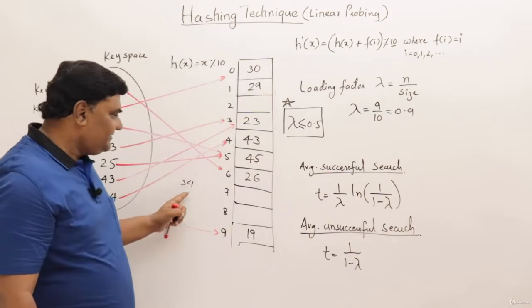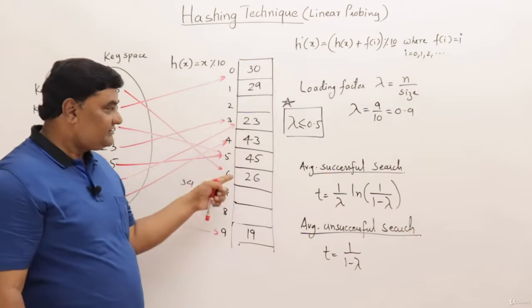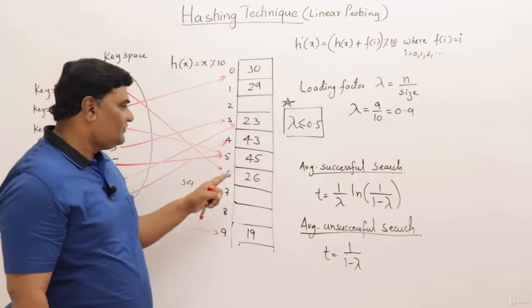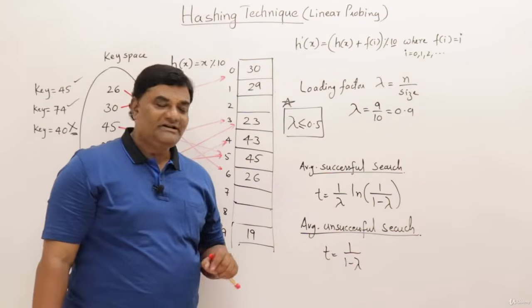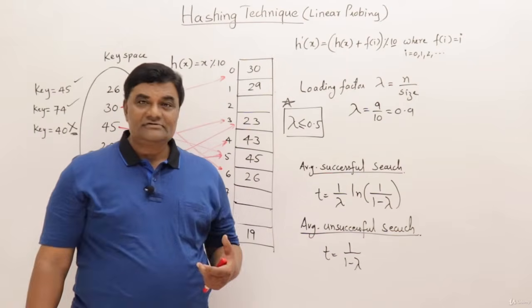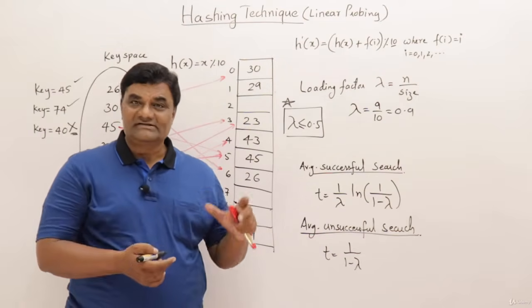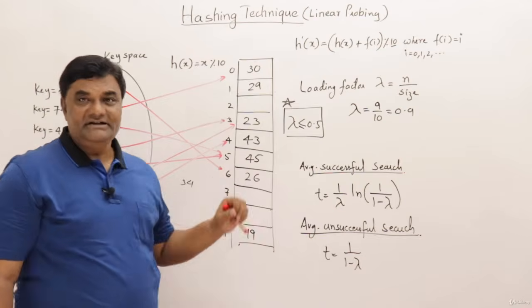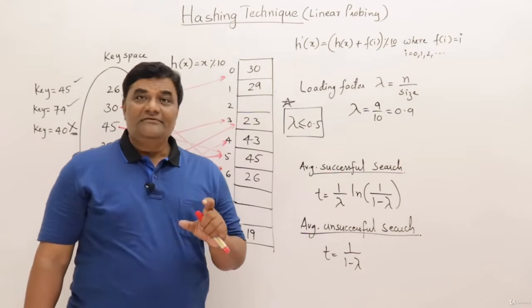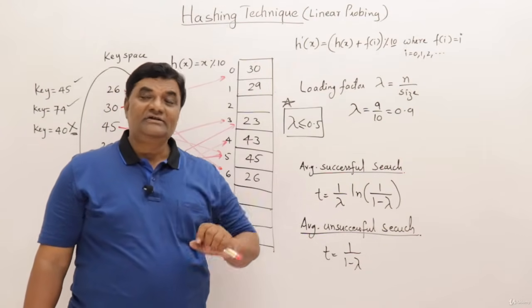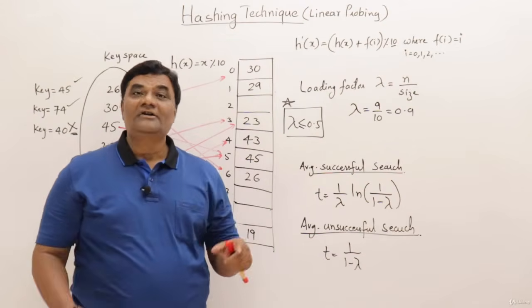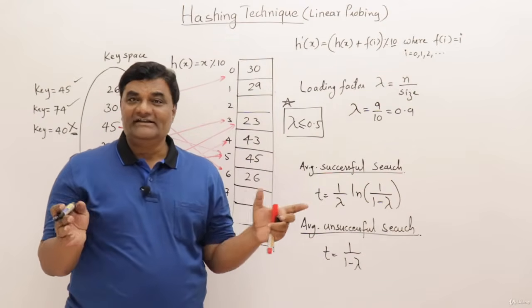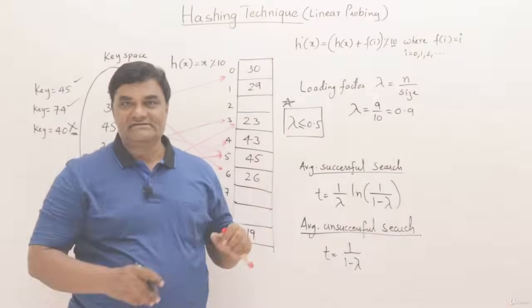So for searching some key that belongs to index 4, we are comparing with those keys also which don't belong to index 4. They belong to some other index. So different keys together may form a cluster, a block of keys at one place. So this is the drawback. We call it primary clustering. So linear probing has a problem of primary clustering of keys, that is group of keys together at one place.